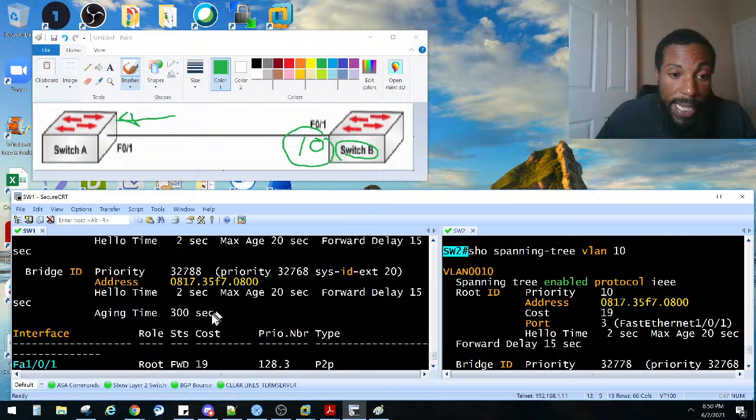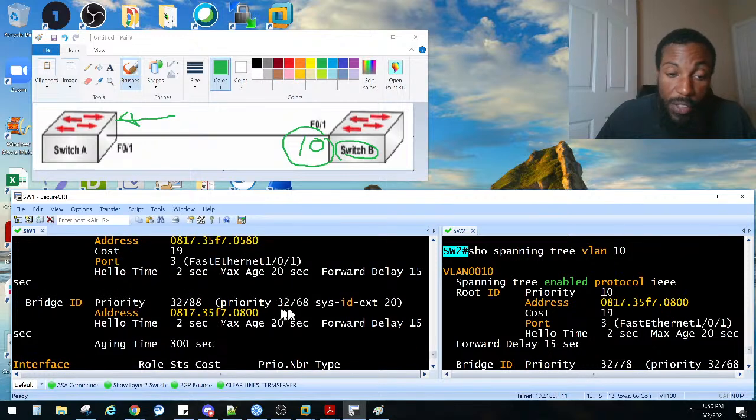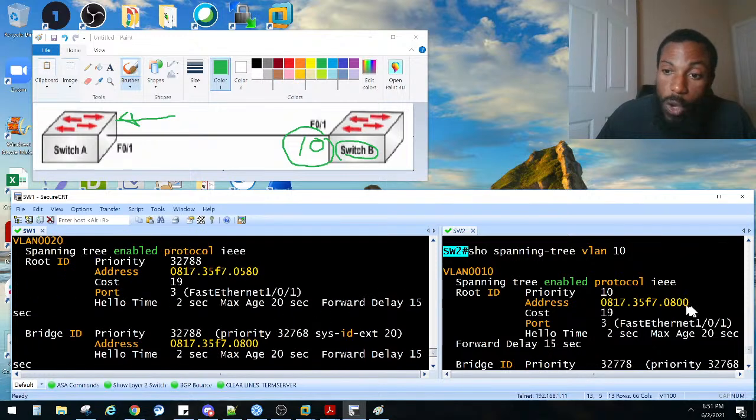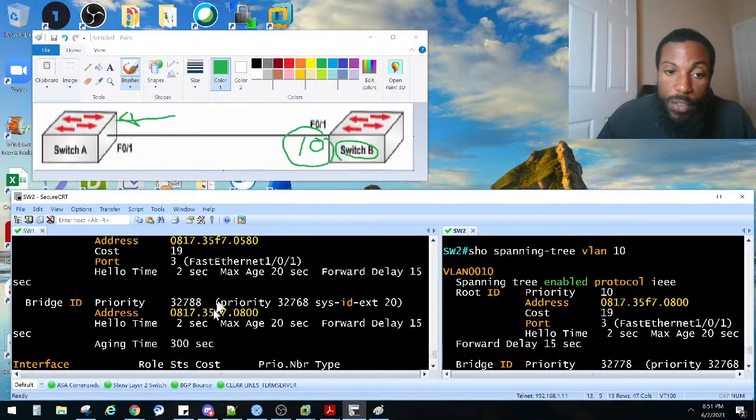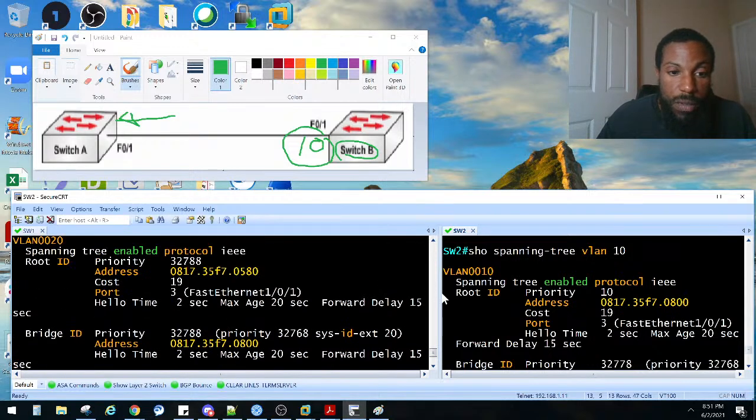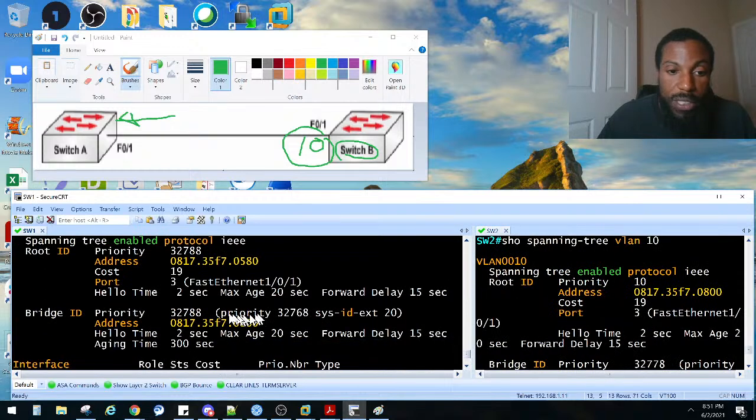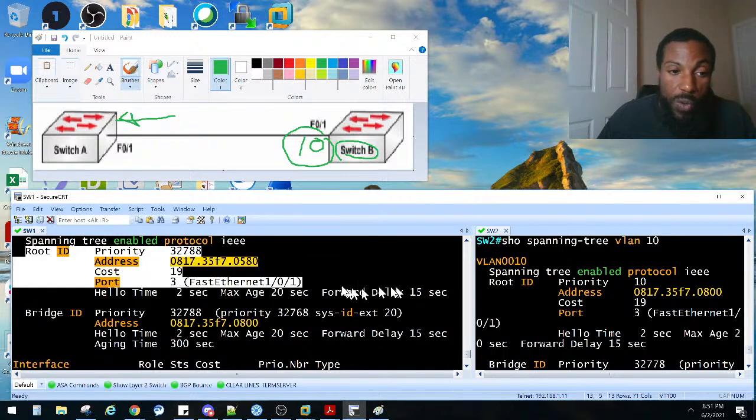It looks like he already is the root bridge, the other guy. Probably because he has a lower MAC address. That is probably why. But either way, we're going to set it manually. So right now, it says here, let's see. Let me widen this so y'all can see it better. I should have made these a little bit smaller. It says here, the root ID. This is the information about the root bridge for VLAN 20.